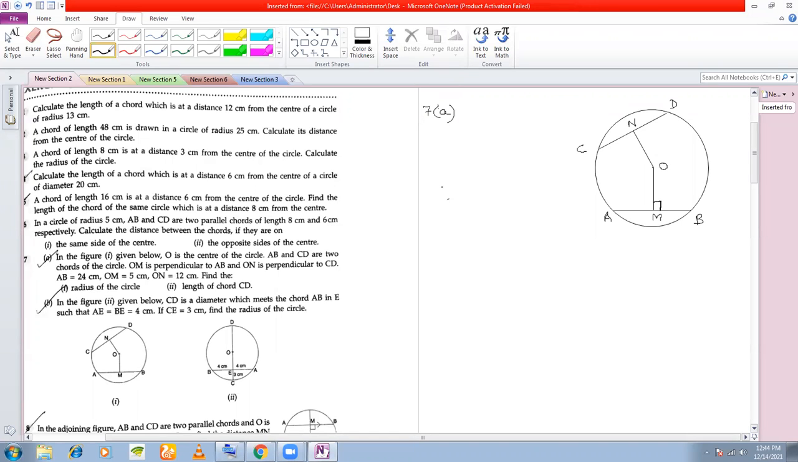And ON is perpendicular to CD. We'll mark this also. And AB is equal to 24 centimeters. So this length, the length of this chord, is given to you as 24 centimeters. OM is given to be 5 centimeters. So this length is given to you as 5 centimeters. ON is 12 centimeters. This length is given to you as 12 centimeters.